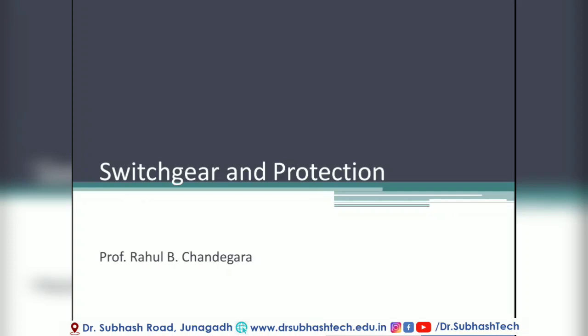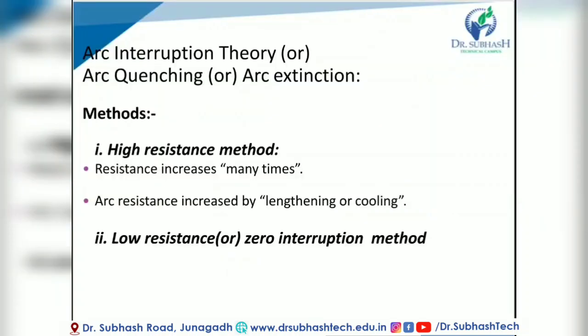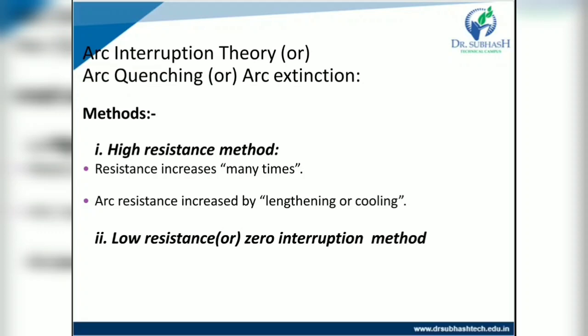So first of all, we already studied the definition and how an arc is generated and extinguished, but let me summarize this topic again in this video lecture. Arc interruption theory, or arc quenching or arc extinction: the method is the high resistance method, where arc resistance is increased many times by lengthening or cooling, or the low resistance or zero interruption method.